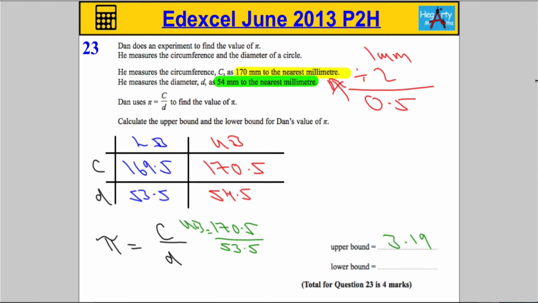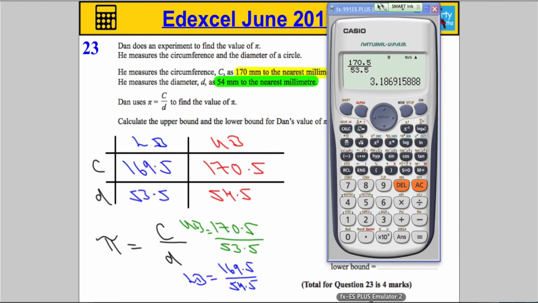And let's work out the lower bound. The lower bound for our value of pi would be found by choosing the smallest value for the numerator and the biggest value for the denominator. So in this case, it's going to be 169.5 over 54.5. Again, get the calculator out. Let that do all the hard work.